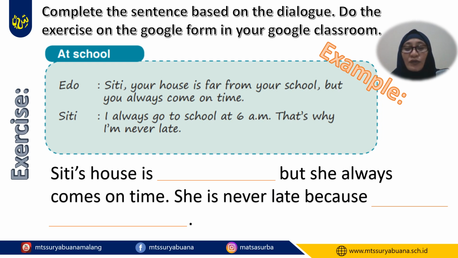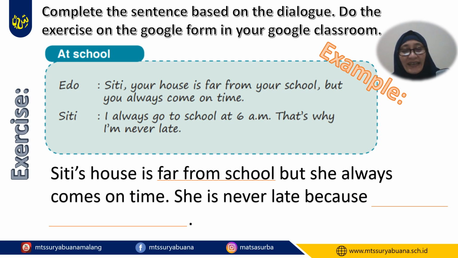Okay, so to complete these sentences, let's look at the conversation. How is Siti's house according to the dialogue? Edo says, Siti, your house is far from your school, but you always come on time. Okay, so we can write down here, far from school. Siti's house is far from school, but she always comes on time.